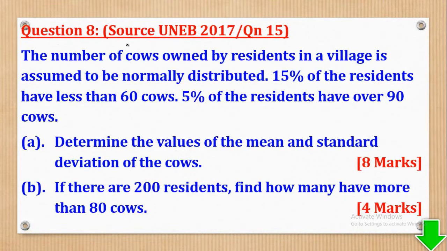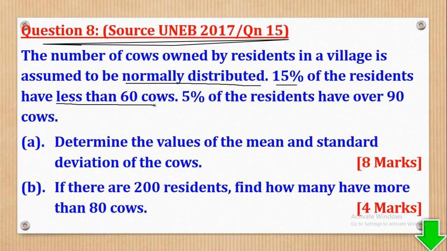So now we shall go to question 8, which came from UNEB 2017, paper 2, question 15, and says the number of cows owned by residents in a village is assumed to be normally distributed. So always this word has to be there. 15% of the residents have less than 60 cows. So 15% is a probability, which is 15 over 100 to become 0.15. Then here 5% of the residents have over 90 cows. So the keyword here is less than and the word over. So less than is the less than inequality, and over is the greater than inequality.